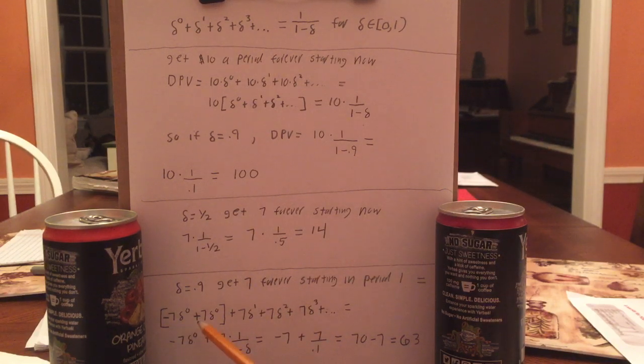So, ignore this bracketed term for a second. What you're getting is 7 times delta to the 1 plus 7 times delta to the 2 plus 7 times delta to the 3 plus forever, right? We're trying to calculate this right here. But we don't have a formula that has an infinite number of deltas that start at 1. We've got a formula for an infinite number of deltas that start at delta to the 0. Uh-oh, what do we do? Well, there's a simple trick.